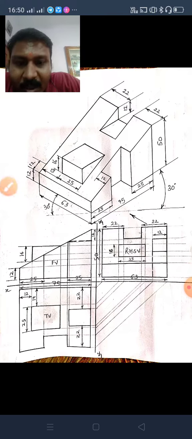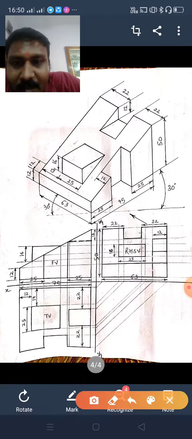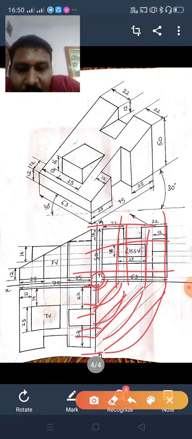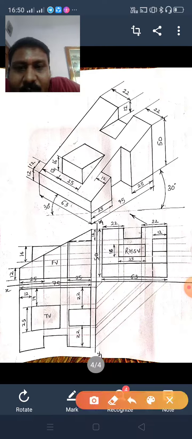Now what you have to do, just take all these points here in this xy line, draw another x1 y1 line, project all these points here. From this as center, take all these points as radius, cut an arc or draw directly 45 degree. All the points are correct, project it vertically, project it horizontally. Okay, now you will get this block.